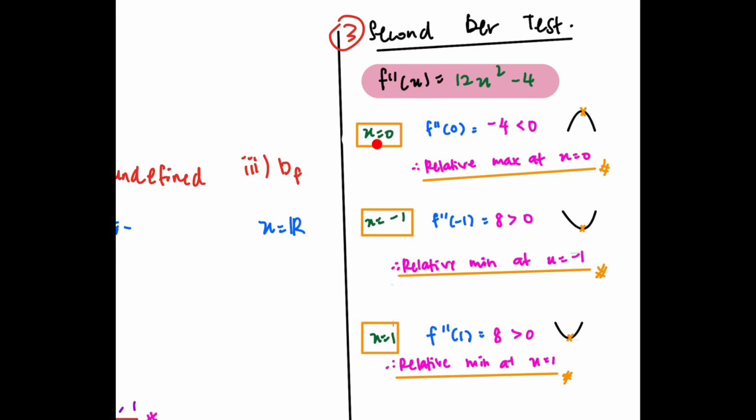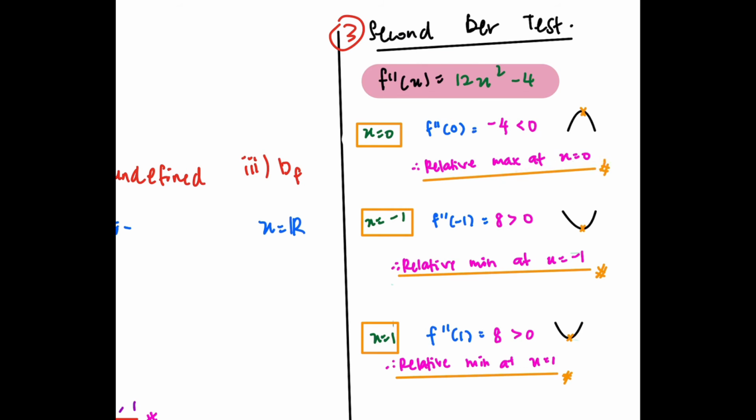First of all, we have x equal to 0. So f double prime of 0 is equal to 12 times 0 squared minus 4. So this is negative 4. Negative 4 is less than 0, so you have concave down here. This shape shows that this is a relative maximum. So let's conclude: we have a relative maximum at x equal to 0.